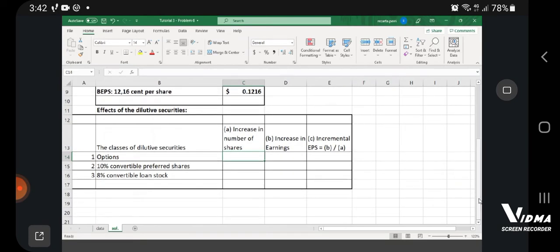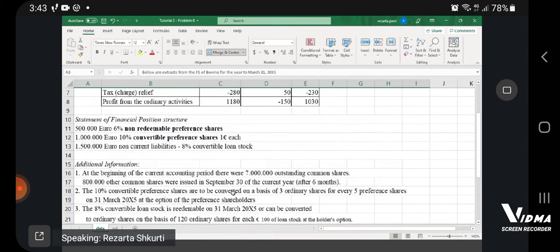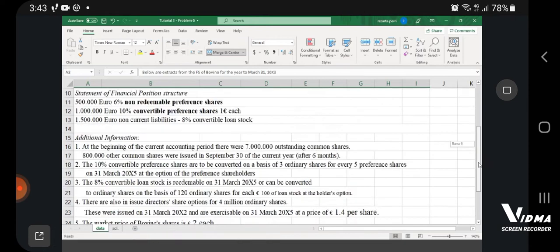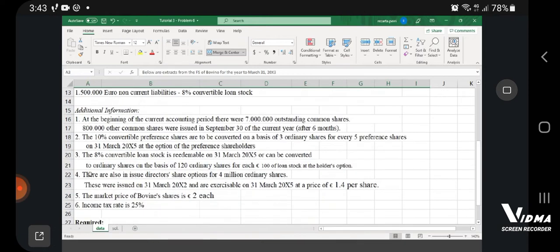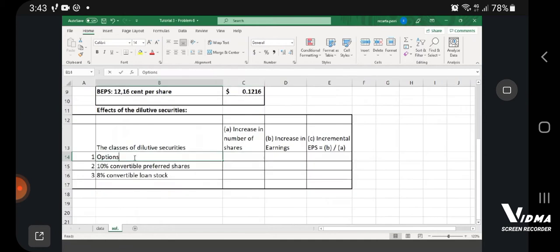effects of different items. How much will the options be? Now, let's have some data about the options over here. Let's refer to the primary information. Okay. Share options for 4 million. They are exercisable on 31st of March 2005 at a price of 1.4 per share, whereas the market price, remember, is 2 euro for each share.